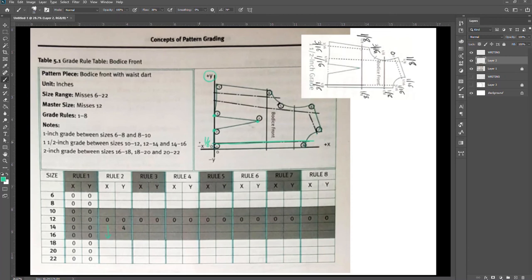It's just going to, for larger sizes, get moved up 1/8 of an inch. And for smaller sizes, it's going to get moved down 1/8 of an inch. And the whole dart is labeled rule 2 because it's all in that quadrant between the slash lines, right? So the Y column, we start labeling positive 1/8 of an inch for 14 because it would get 1/8 of an inch bigger at that point.